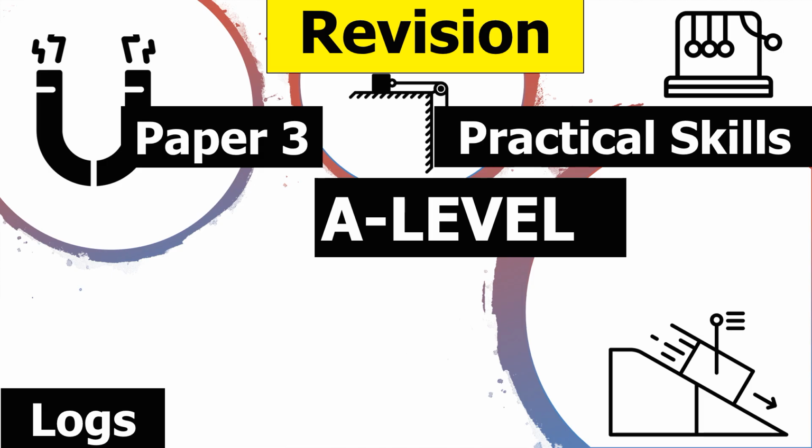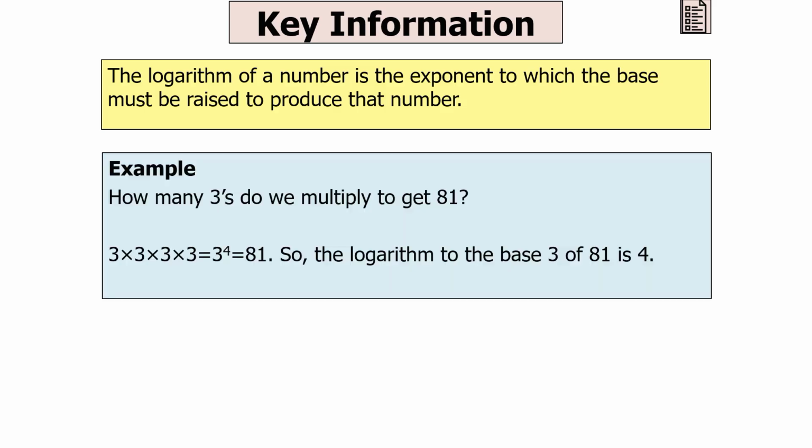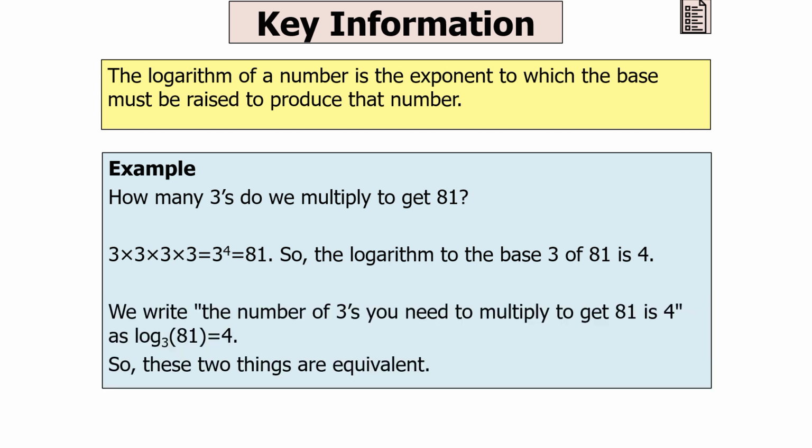Let's now have a look at the idea of logarithms. The logarithm of a number is the exponent to which the base must be raised to produce that number. So for example, how many 3's do we multiply to get to 81? Well, 3 times 3 times 3 times 3, or 3 to the power 4, equals 81. So the logarithm to the base 3 of 81 is 4. So we would write the number of 3's you need to multiply to get to 81 is 4. So therefore log to the base 3 of 81 equals 4.